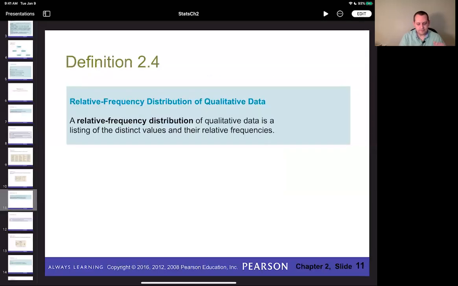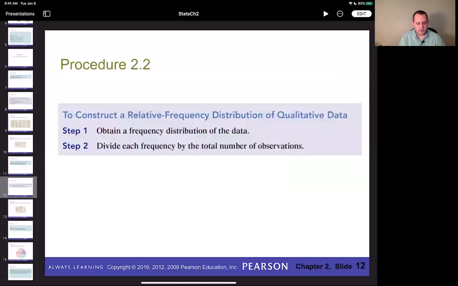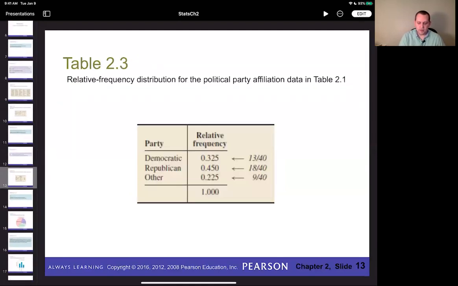And it's discrete. You could have a relative frequency distribution. So that's going to be basically the same as the frequency table, except you divide each number by the total size of the group that you're working with. Okay, so that's the relative data. So for example, for the party affiliation example, they had 13 Democrats, 18 Republicans, and 9 others for a total of 40 people. So that gives these different relative frequencies, 0.325, 0.450, and so on.